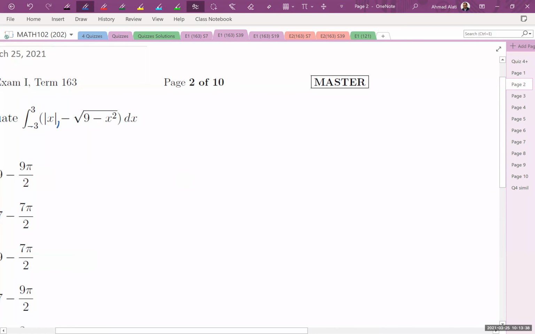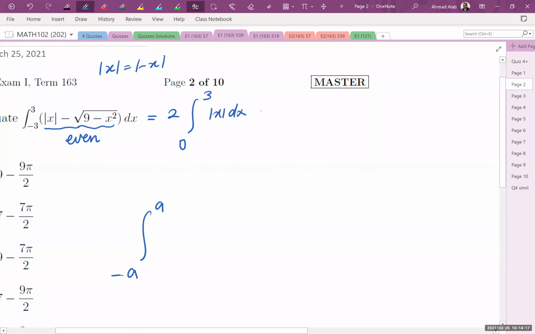This one, guys, when we have negative 3 to 3, always when you have an integral from negative a to a, it is natural to think about even and odd. So if you look, this is even. The absolute value of x is the same as the absolute value of negative x. Also, this one is even. So all of this is even. This function, the integrand, is even. So here we can say that this equals double the integral from 0 to 3 because it is even. For the absolute value of x, now distribute. We will do two steps in one step.